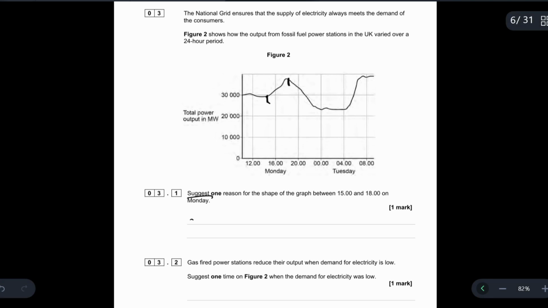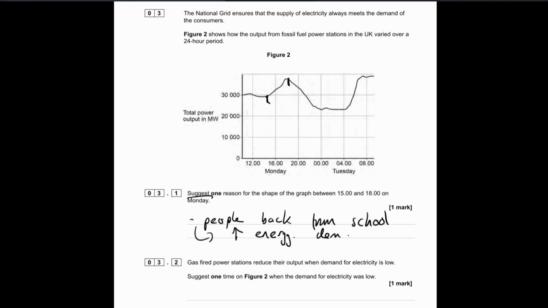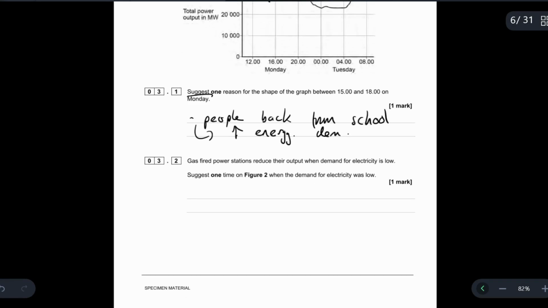And so a simple suggestion would be something like people come back from work or school, and when you come back from school, you might have higher energy demands. The reason for that is essentially that you might come home and put the TV on, put the kettle on, or whatever. And so you can imagine that if everyone comes home at the same time, you'd have a larger demand for energy at that moment.